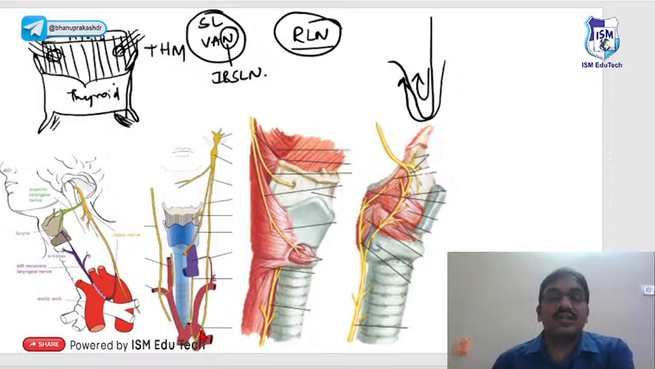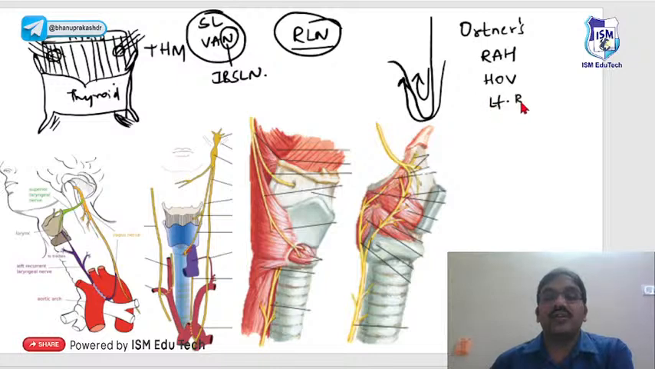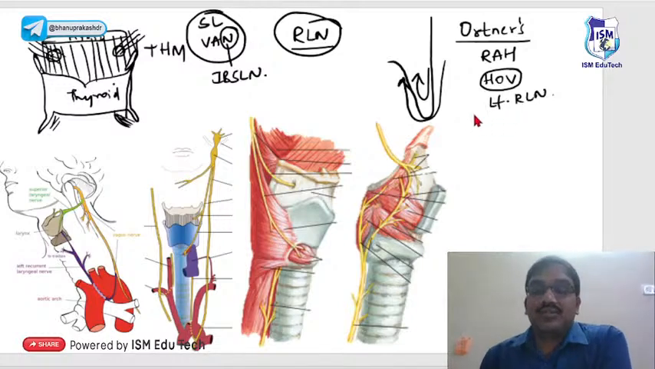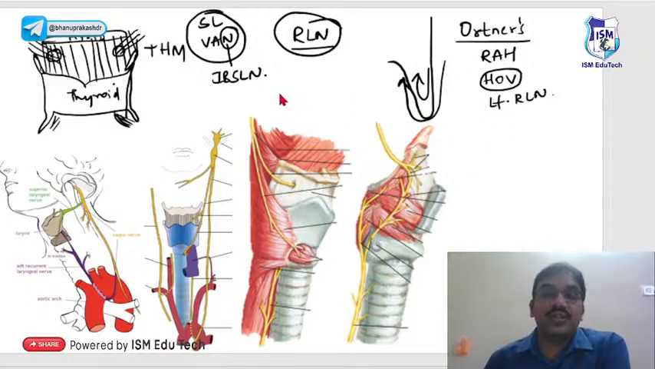In such conditions, the patient will have a hoarse voice. That condition is called Ortner syndrome. Cardiac pathology, atrial hypertrophy, will cause hoarseness of voice due to left recurrent laryngeal nerve compression. So you call it Ortner. The patient will be complaining of hoarseness of voice, and if you do a clinical examination and go for investigations, the cardiac investigations will reveal the atrial hypertrophy compressing the left recurrent laryngeal nerve in these cases.